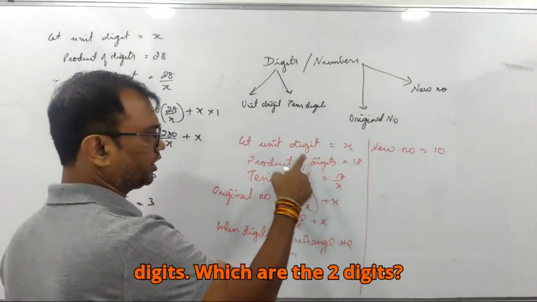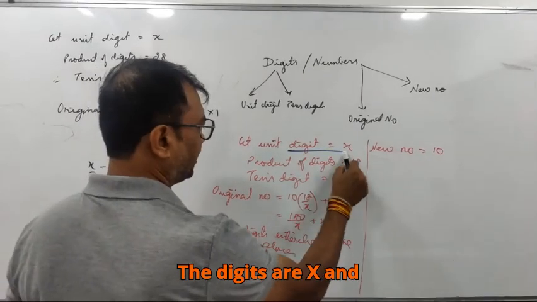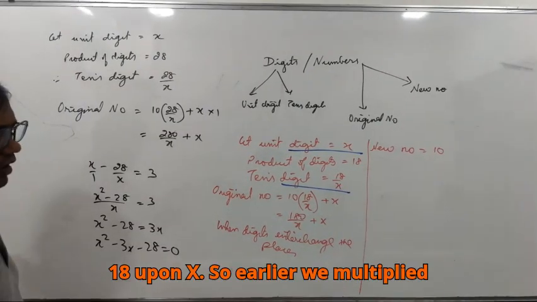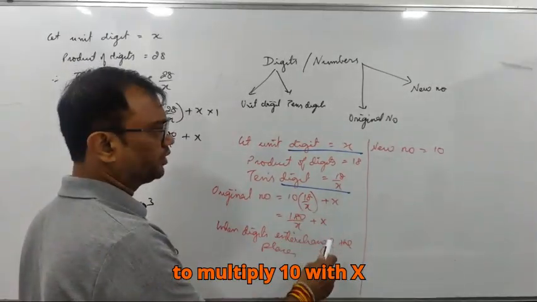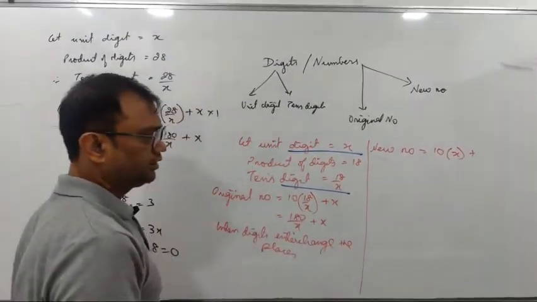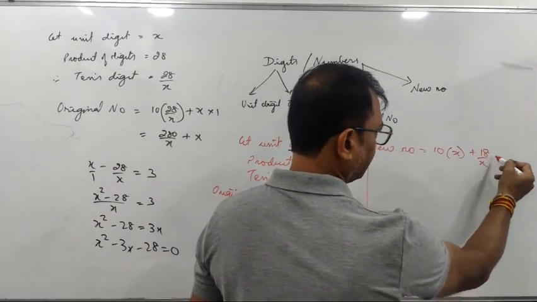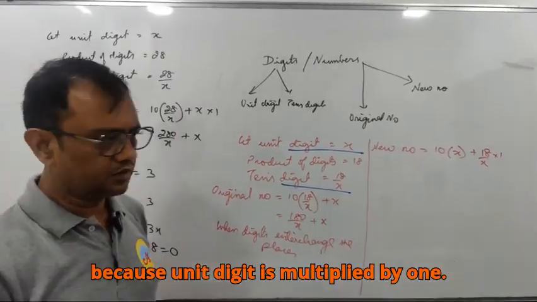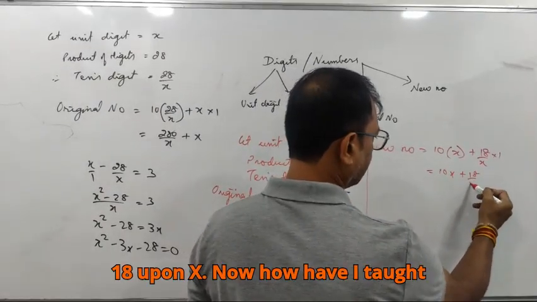So there are two digits. Which are the two digits? The digits are x and 18 upon x. Earlier we multiplied 10 with 18 upon x. This time we are going to multiply 10 with x and add 18 upon x. If you want to write 1, you can write it, because the unit digit gets multiplied by 1. So this becomes 10x plus 18 upon x.